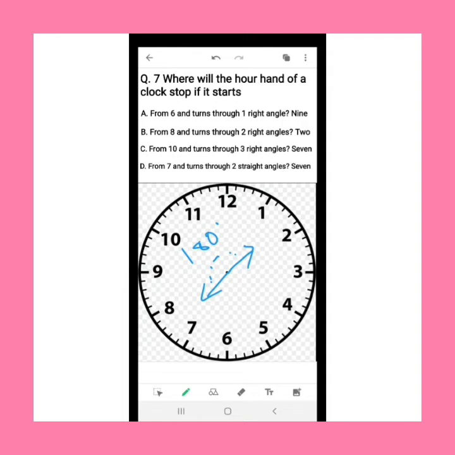Another, if it starts from 2 and again reaches onto 7, this will be another straight angle. So you can see this is the first straight angle and this is the second one. So it is again reaching onto 7, that means from 7 reaching onto 2 is a half revolution, or we can say one straight angle. From 2 again moving onto 7, completing one revolution, that is making two straight angles. So the answer will be 7.